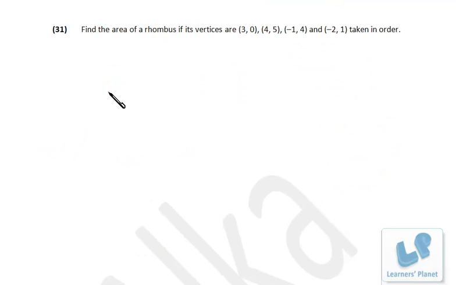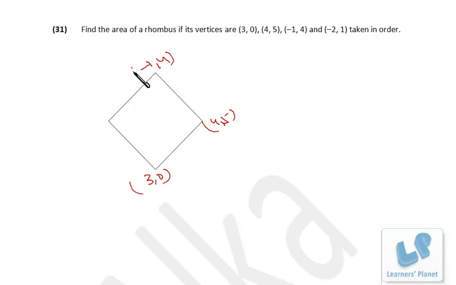Now in this question: find the area of the rhombus if its vertices are these, taken in order. So let's do that. I draw a rhombus. Now this is 3, 0; 4, 5; minus 1, 4; and minus 2, 1.